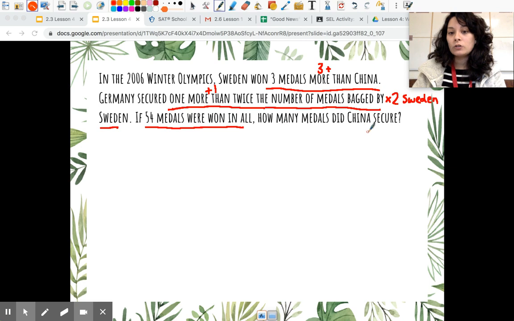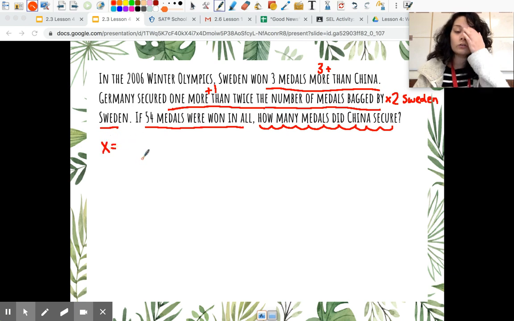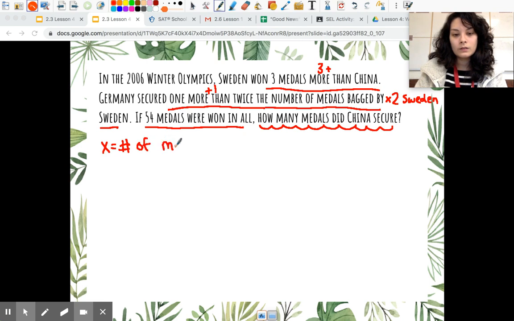Then how many medals did China secure? So here's the question. How many medals did China secure? Oftentimes, the question that's being asked is how we're going to define our variable. So I'm just going to use x again. Again, it doesn't matter which variable you choose, so long as you're defining it and using it. I'm going to say that x is the number of medals secured by China or won by China.